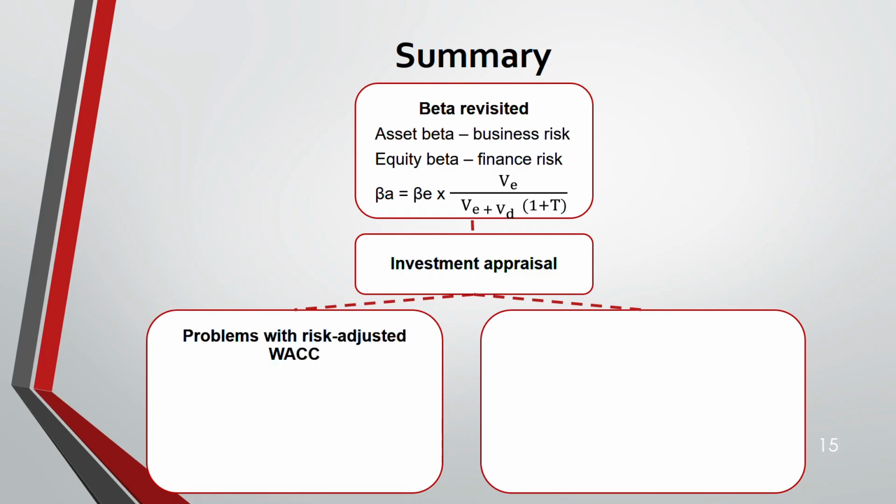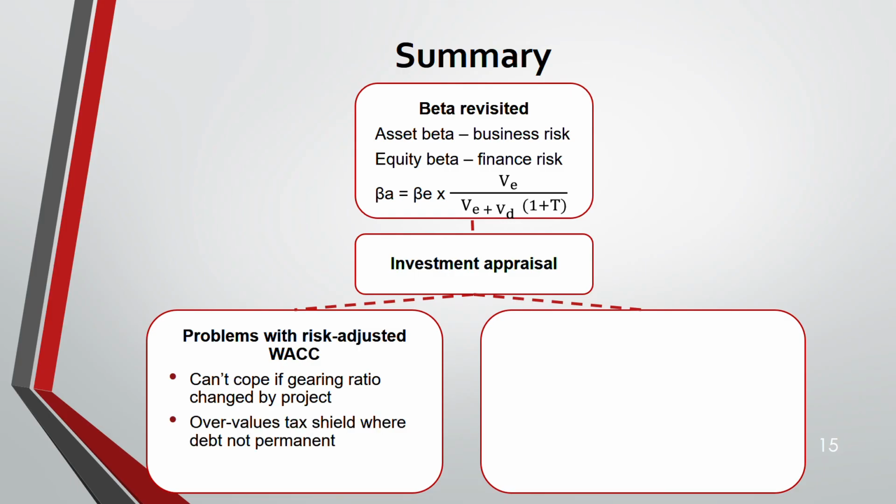Then we went through the problems with WACC. Why couldn't we go with the risk adjusted WACC? Why did we have to go to adjusted present value? Because it does not cope with a changing gearing ratio. Second, it overvalues the tax shield where debt is not permanent, since WACC is reduced because of that debt. It also ignores the cost of raising finance, which adjusted present value takes care of. That's why we are studying APV.